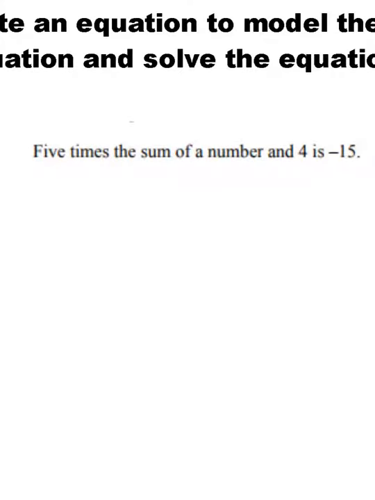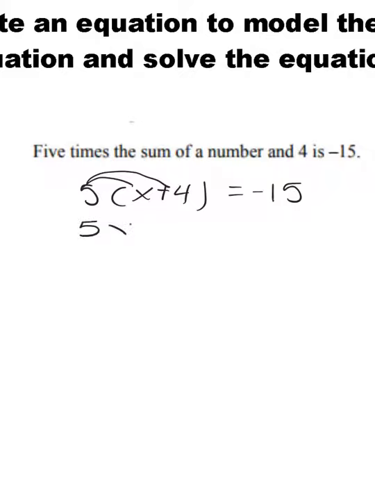So, 5 times the sum of a number and 4. So the sum of a number and 4, I'm going to take that times 5, and I'm going to set that equal to negative 15. Now, I can distribute here, or I can get rid of that 5 by dividing. You have a choice. So I end up with 5x plus 20 equals negative 15.